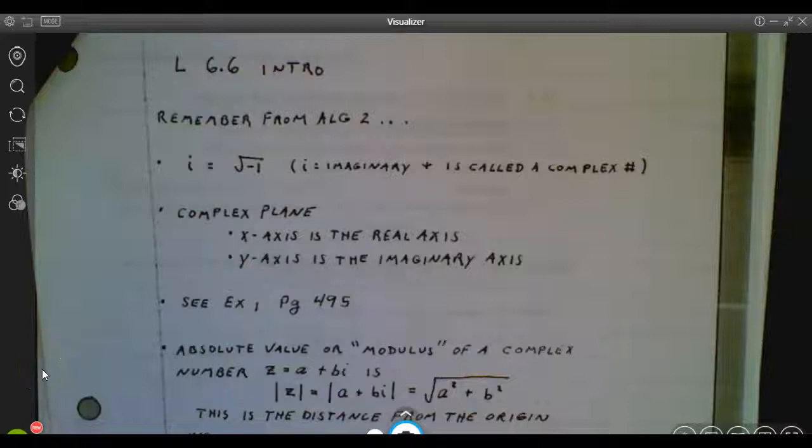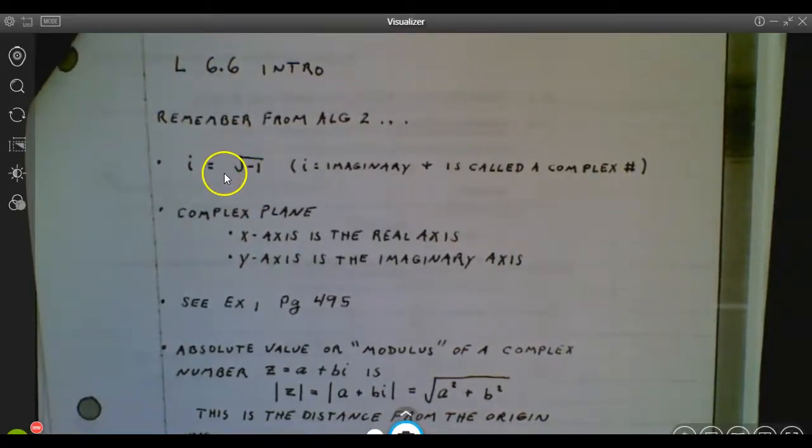All right, guys, getting into our final section of Chapter 6. We're going to break this one up into 2 lessons, so this is part 1. We're going to first just remind you of something that you learned in Algebra 2, which gets into the complex number system, mainly this guy right here.